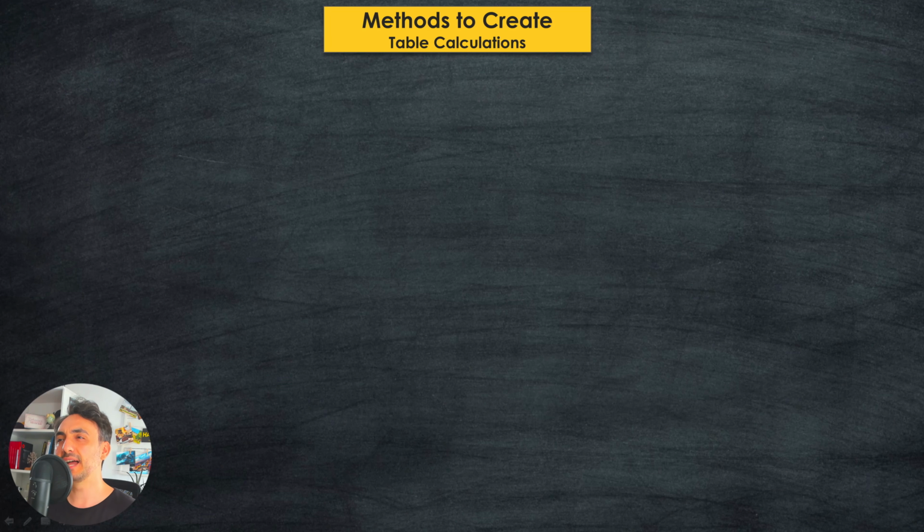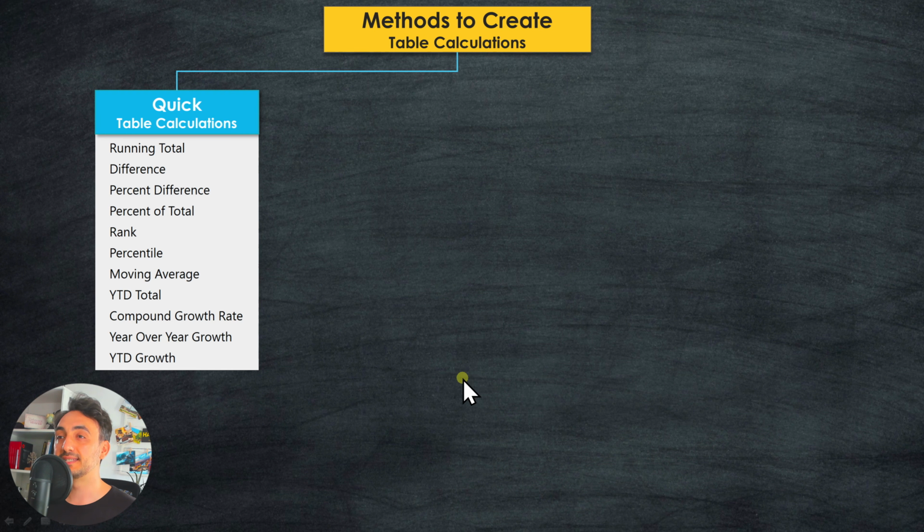Alright guys, in Tableau we have different methods on how to create table calculations depending on the difficulty. The first method that we have is the quick table calculations. So as the name says, it's very quick and easy to create. Here we have a list of different table calculations and you don't have to configure anything. You just have to click on the function that you need and Tableau can do the rest.